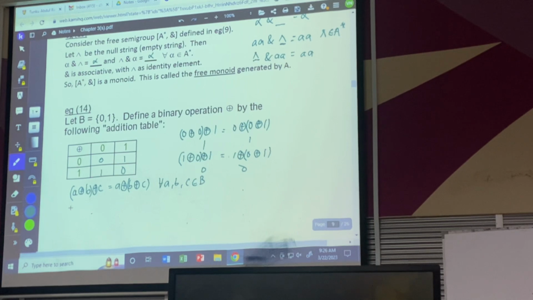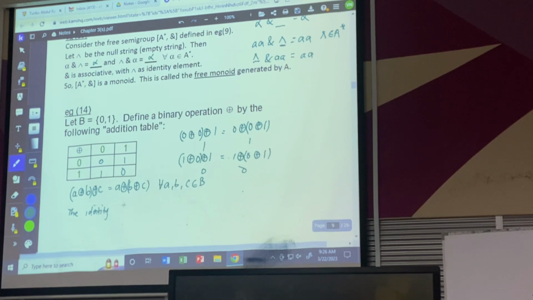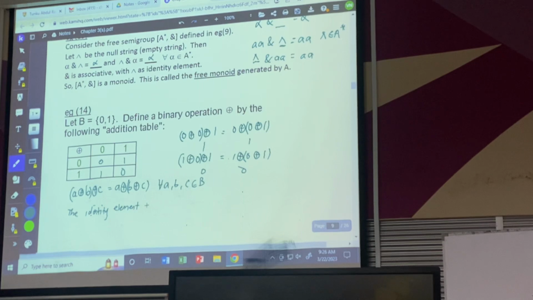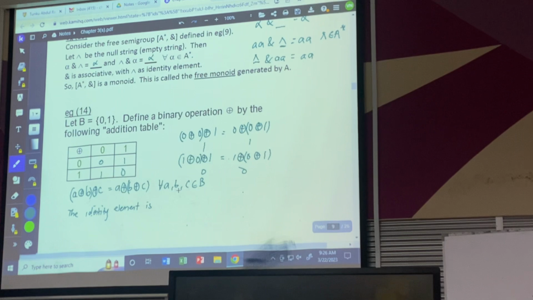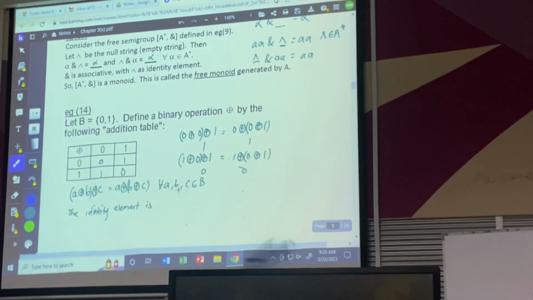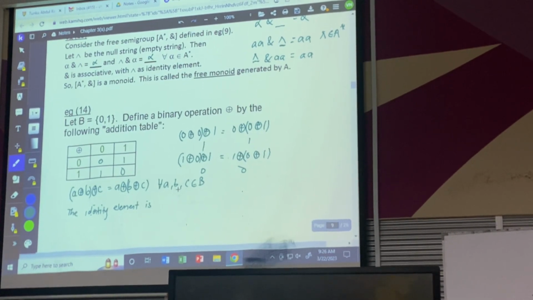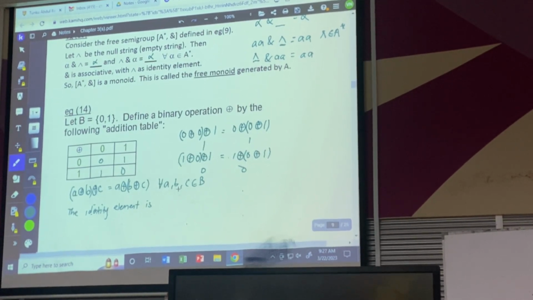What is the identity element? Who can give me the answer? What is the identity element? Zero.